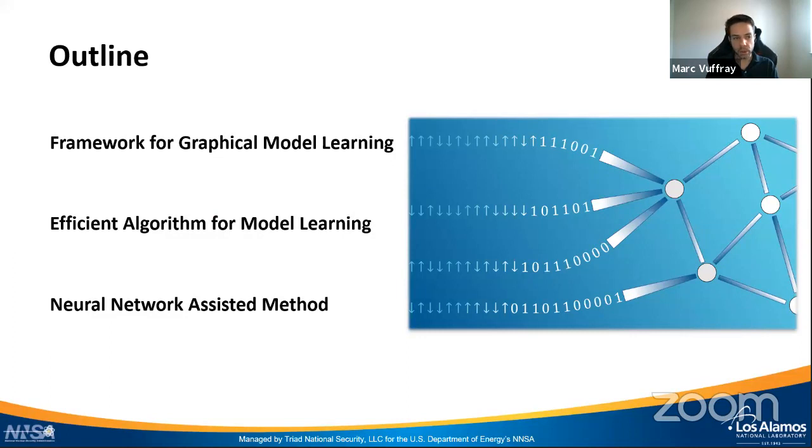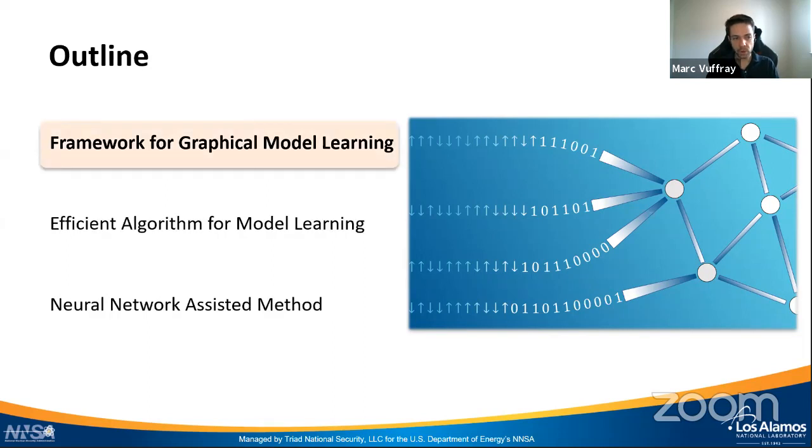So in the talk, I'll first draw a general framework for graphical model learning, like what is the problem exactly. In the second part, I'll review the algorithm that we propose to learn the graphical models, and briefly mention where it is situated with respect to previous works. And at the end, I will talk about this new method that is empirical to learn graphical models with neural nets: how to adapt this efficient algorithm with a neural network inside, and what kind of problem you may help solve with that.